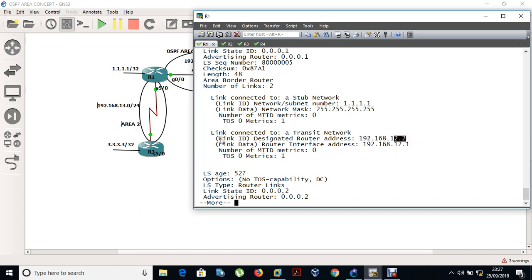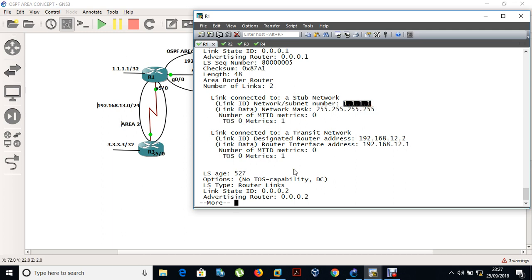So it says link ID: the designated router is this one, and the router ID is that one. But I am connected to 192.168.2.1, which is on this interface right here, and I am connected to 1.1.1.1, which is on this network.